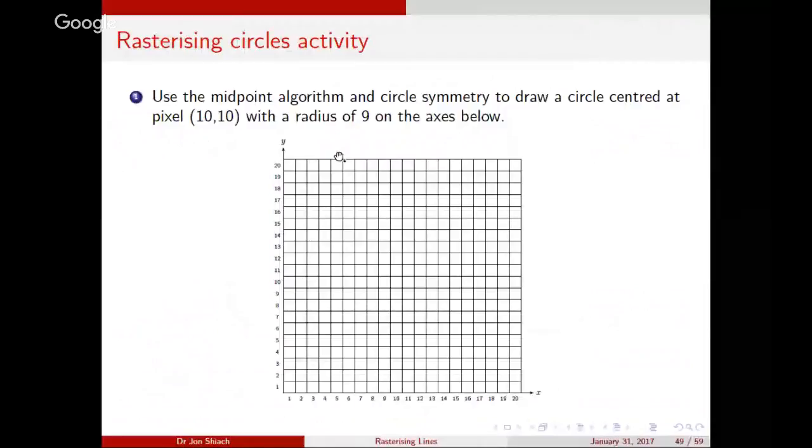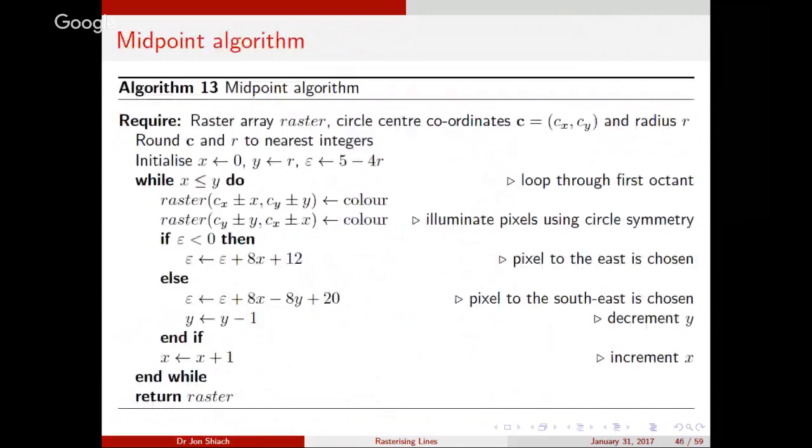Okay, so this brings us on to the final activity, which is also the hardest one. So hopefully I don't make a mistake. Oh, you can't see anything yet. Zoom out a bit.